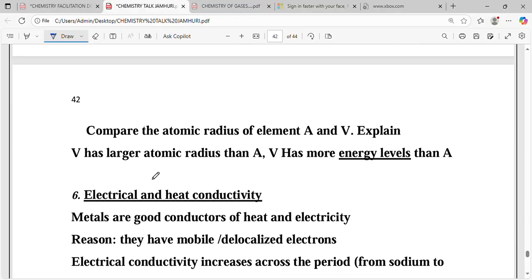So we are saying B has a larger atomic radius than A. Reason: B has more energy levels than A. That is set. Next, number 6, the objective of the periodic table.